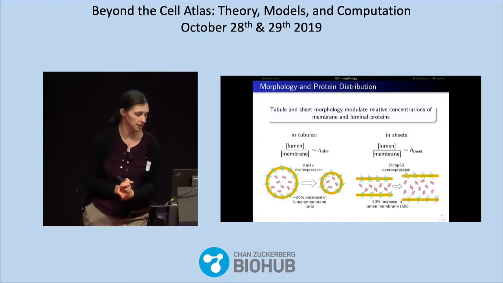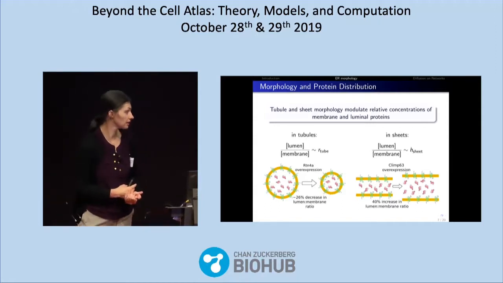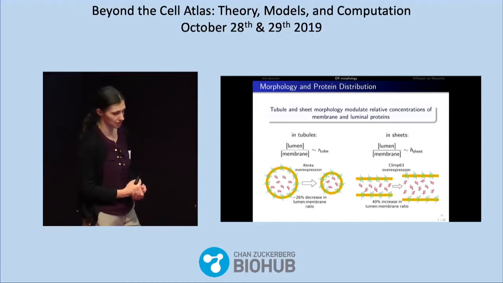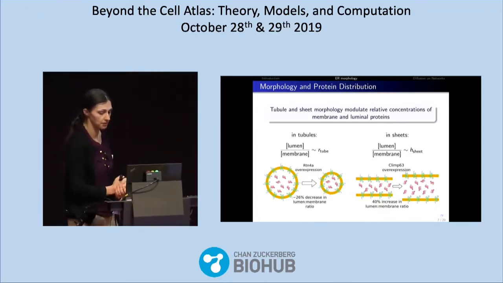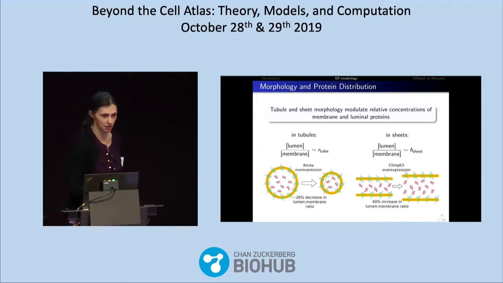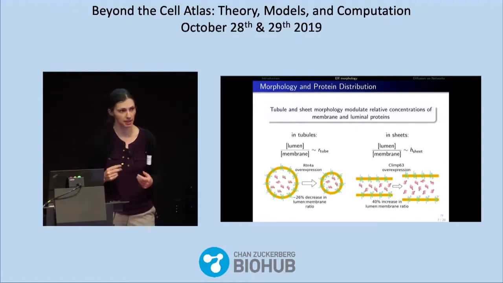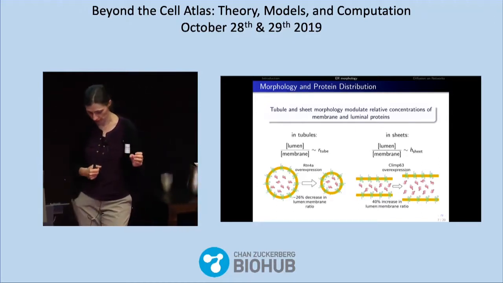So when you overexpress RTN4, you are decreasing the radius of the tubules. And the radius of the tubules is going to be proportional to your luminal versus membrane proteins. So you're going to be changing the ratio of those by about 30% when you overexpress RTN4. If you overexpress this sheet-stabilizing protein, you're going to change that ratio of luminal to membrane proteins by about 40%.